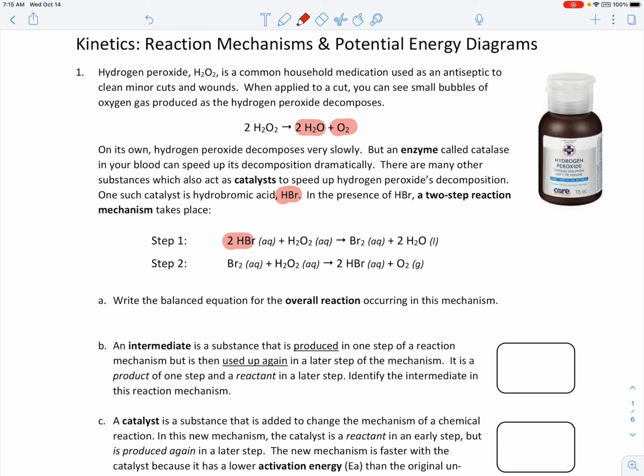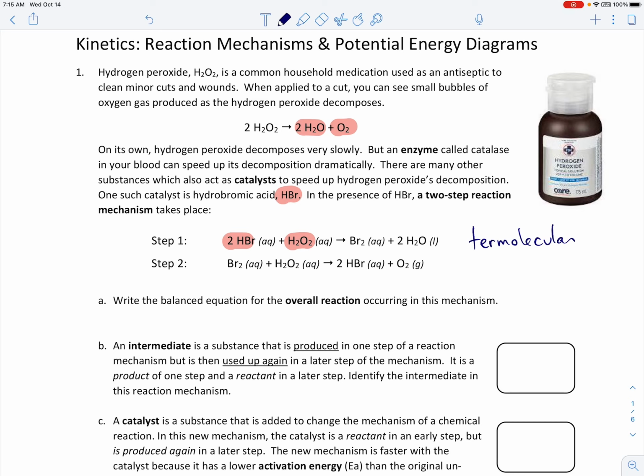In the first step, the HBr catalyst reacts with the hydrogen peroxide molecules. They collide. Notice there's three particles there colliding, two HBrs and one H2O2. So we would say that that is a termolecular step.